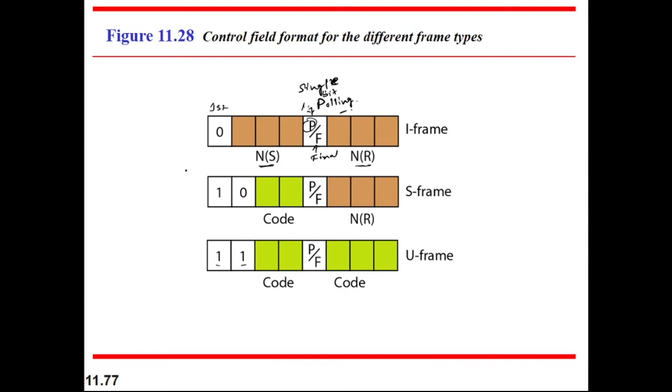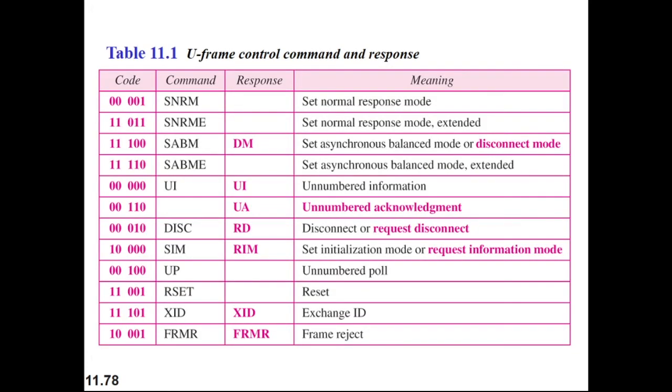Okay, and the first bits are different for each and every frame. So this is the control field format. Okay, so this is the U frame control command and response. Just study it, there are different types of codes and you should know the meaning of each.